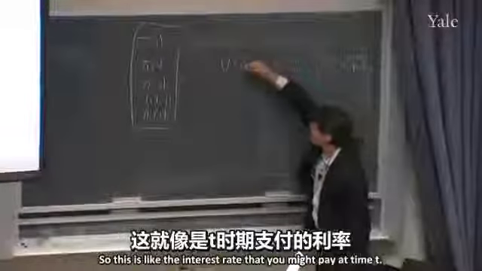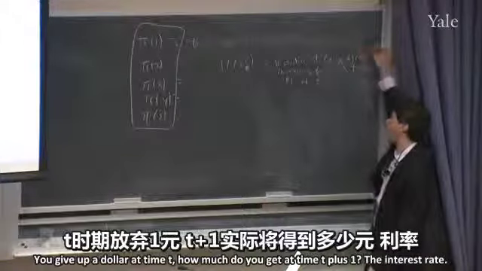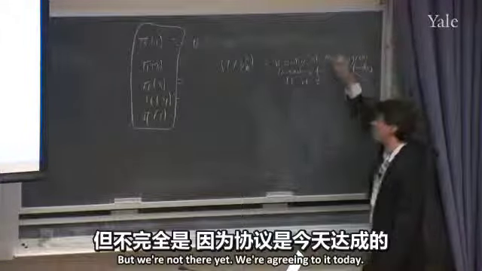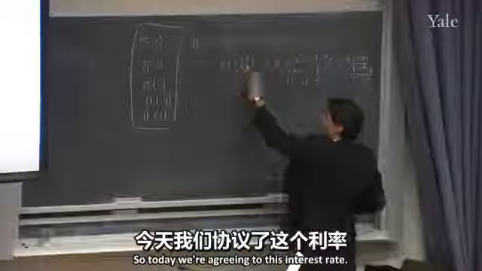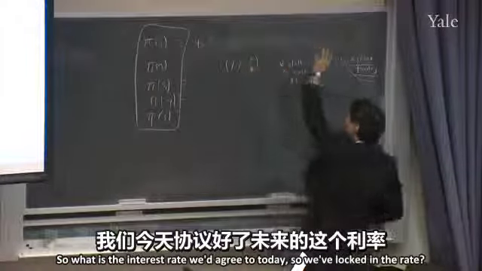So this is like the interest rate that you might pay at time T. You give up $1 at time T, how much do you get at time T plus 1? The interest rate. But we're not there yet. We're agreeing to it today. So today, we're agreeing to this interest rate. Okay, so what is the interest rate we'd agreed to today? So we've locked in the rate.